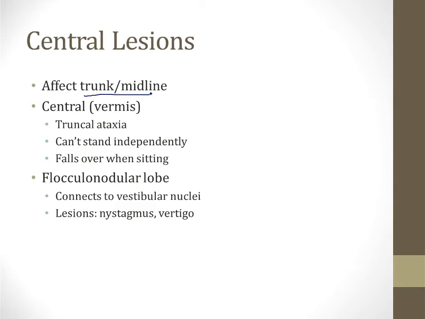In contrast, central lesions of the cerebellum affect the trunk and midline. So for example, if you have a central vermis lesion, this often leads to what's called truncal ataxia. This is where the patient can't stand independently or falls over when sitting. In other words, they are wobbly because they can't hold their trunk in the midline in one position. Also, if you have lesions that involve the flocculonodular lobe, this connects to the vestibular nuclei, so this can produce lesions like nystagmus of the eyes or vertigo, but you can think of both of these as central or midline lesions in contrast to those involving the arms and legs we talked about for lateral lesions.